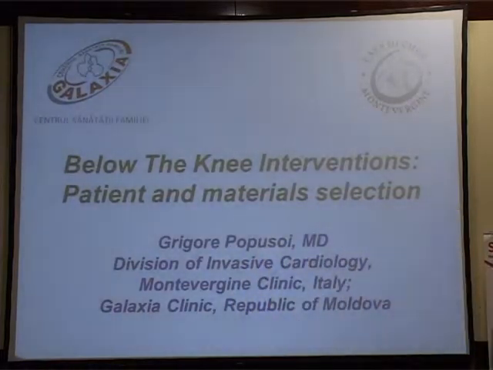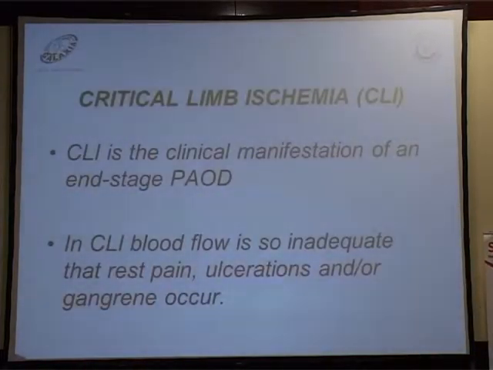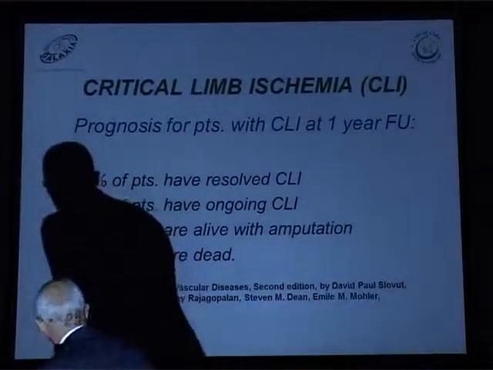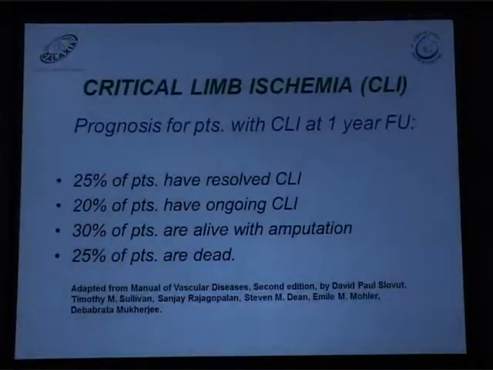So, critical limb ischemia is a clinical manifestation of end-stage peripheral arterial obstructive disease. In CLI, blood flow is so inadequate that rest pain, ulceration, and or gangrene can occur. The prognosis for patients with critical limb ischemia at 1 year follow-up, as you see: 25% have resolved critical limb ischemia, 20% have ongoing critical limb ischemia, 30% are alive with amputation, and 25% are dead.